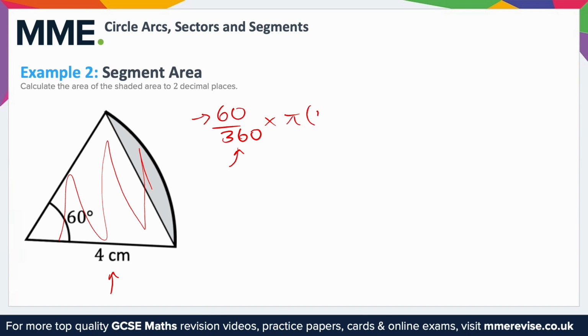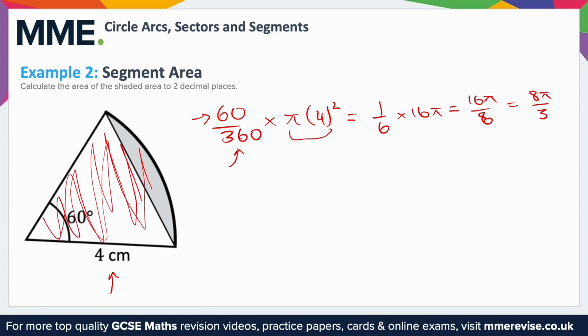So pi times 4 squared. For now, so that we don't lose any accuracy, I'm just going to simplify this down. We know that fraction simplifies down to a sixth, and this, in terms of pi, will be 16 pi. So I'm going to leave it as 16 pi over 6, or to make it easier, 8 pi over 3. But remember, that's the whole area. We need to take away the triangle now. We just want the shaded area on the end.